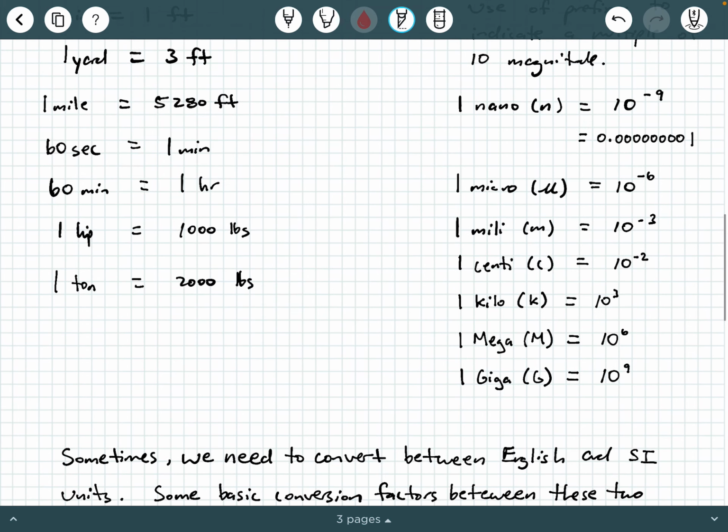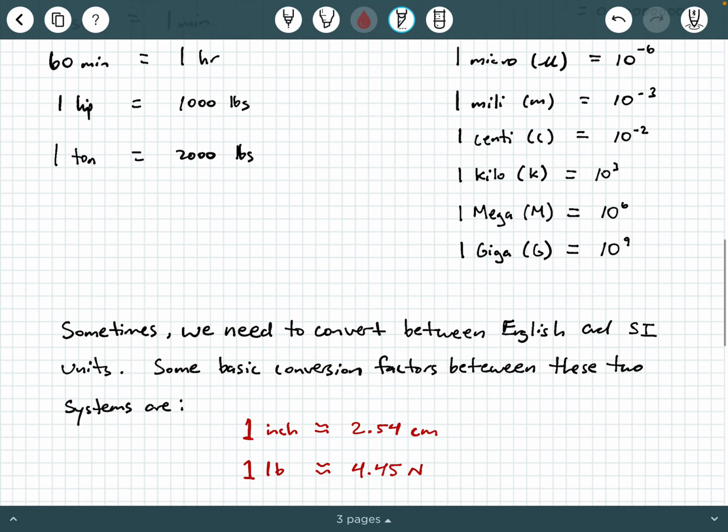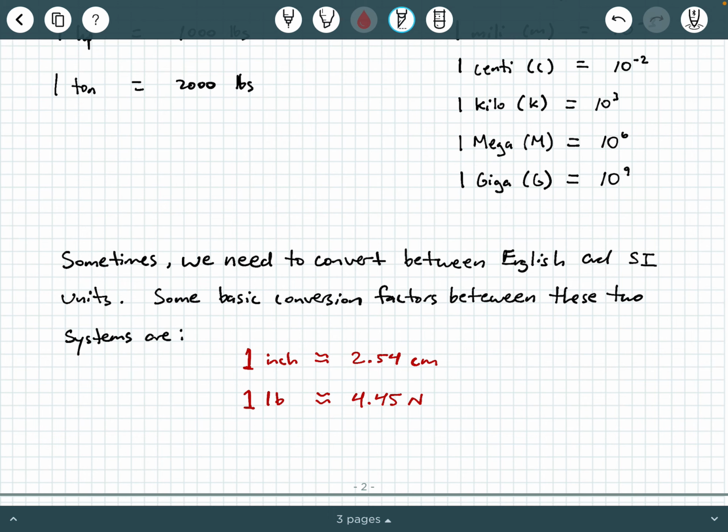All right, so sometimes we need to convert between these two systems. So oftentimes we may need to go from English to SI or SI to English units. And we really only need a couple of basic conversion factors to go between English and SI units or vice versa, because most units of measurement are based on either length or force or sometimes mass.